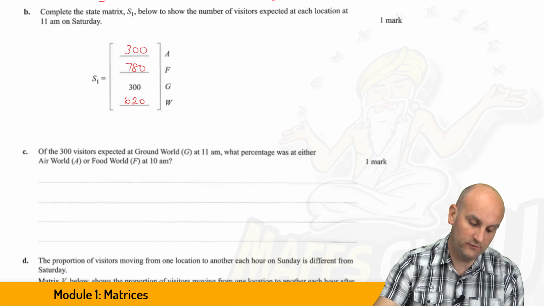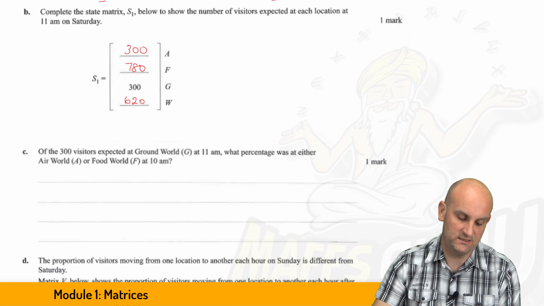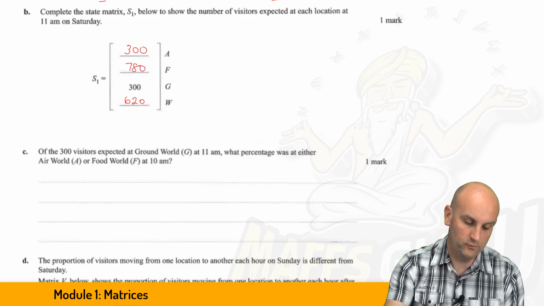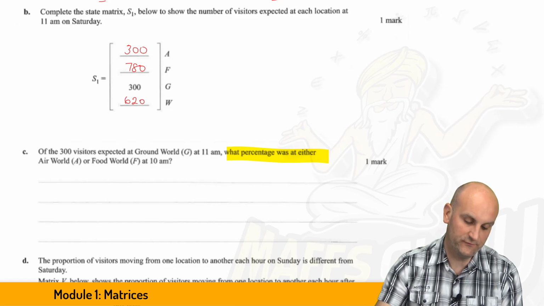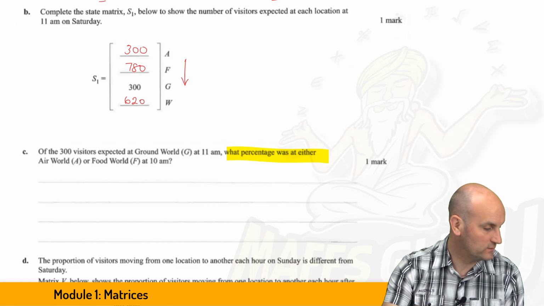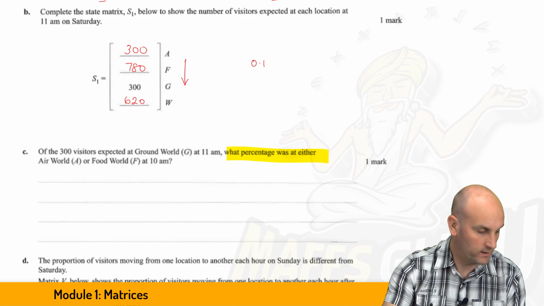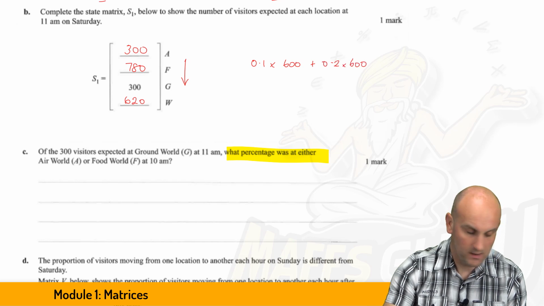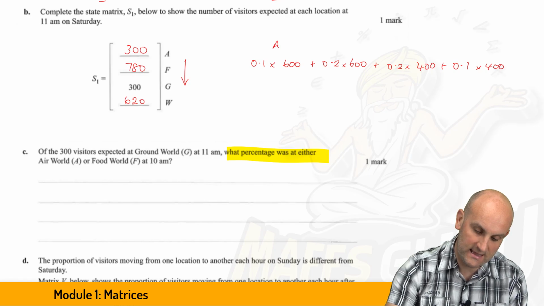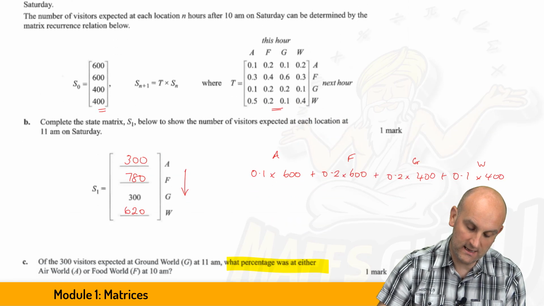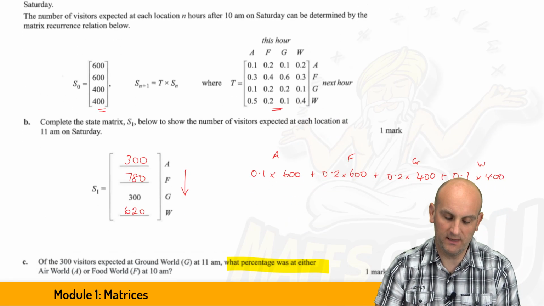Now it says, of the 300 visitors expected at Ground World at 11 a.m., what percentage were either at Air World or Food World? Now again, it's back to percentages. This exam loved percentages. Where do we get this S1 from? Well, I knew that came from 0.1 times 600 plus 0.2 times 600 plus 0.2 times 400 plus 0.1 times 400. Now, where does that come from? This was my A, my F, my G, and my W. That was just basically from taking my transition matrix and multiplying it by my first value.